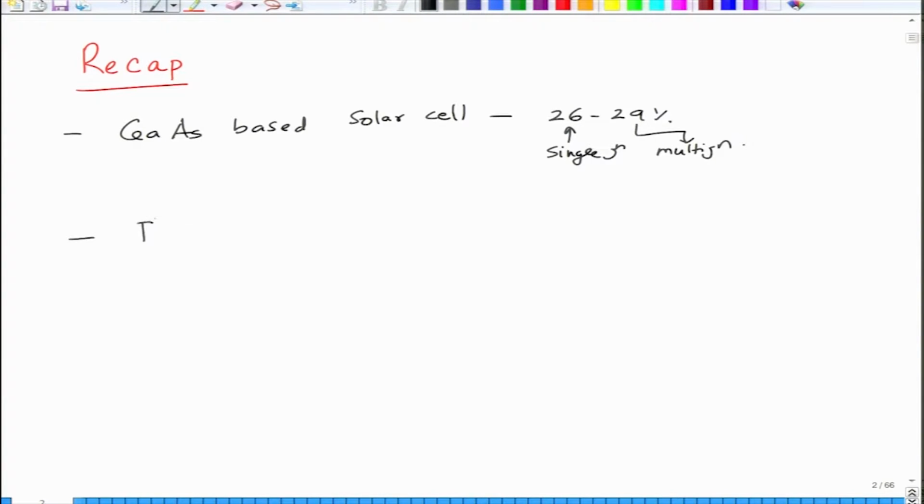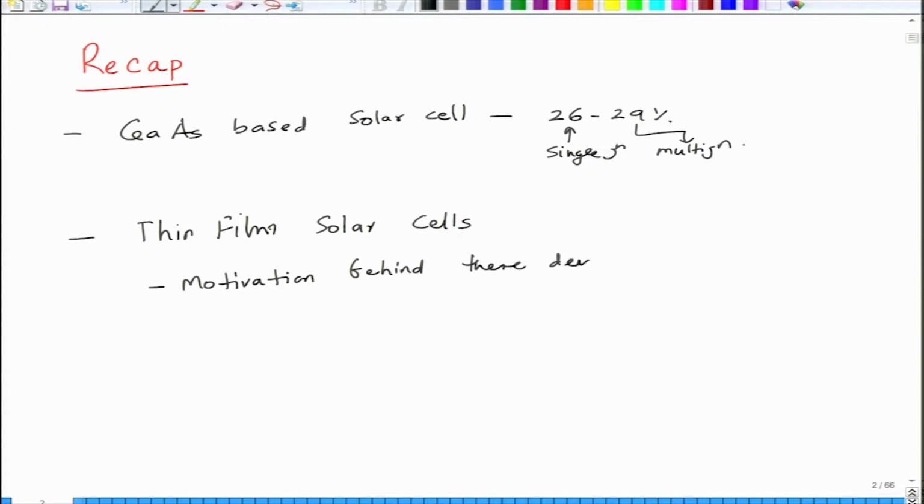Then we moved on to thin film solar cells, and we were just talking about the motivation behind these devices. The primary motivation is reduction in material cost by reducing its amount. Now, let us move to the technical contents.